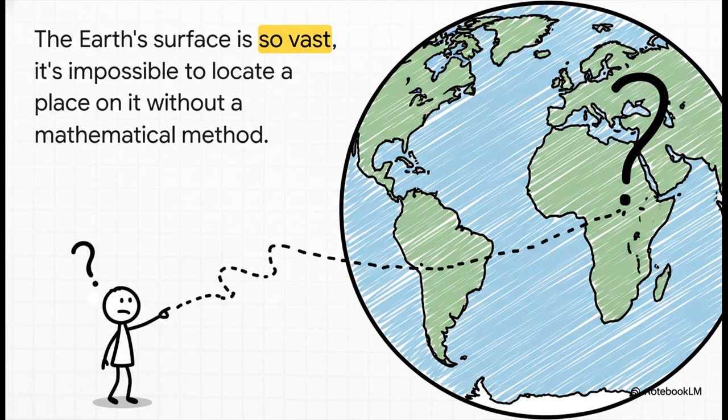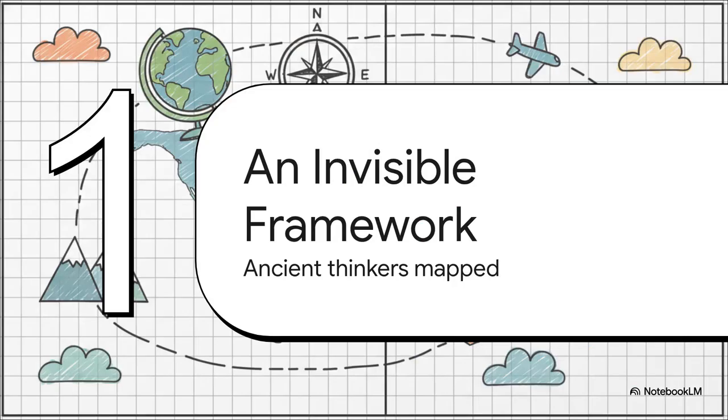Well, that's the fundamental challenge, right? The sheer scale of our world. I mean, you can't just point and say, it's over there. That just doesn't cut it. We needed a precise mathematical way to describe any and every single point on the surface. And the solution, believe it or not, was cooked up by ancient thinkers. Let's take a look at how they did it.